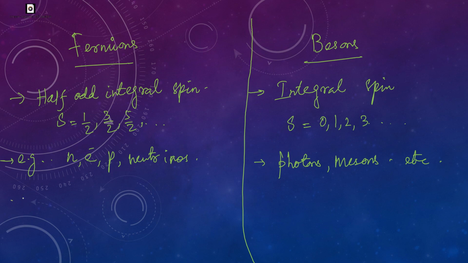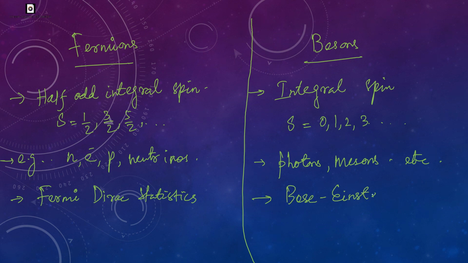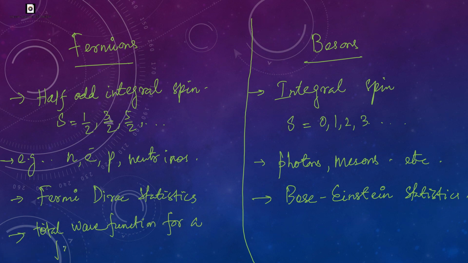So now fermions obey what? Fermi-Dirac statistics. We'll study about that. And bosons obey which statistics? Bose-Einstein statistics. And for a fermion, the wave function will be antisymmetric. Total wave function for a fermionic system is antisymmetric.